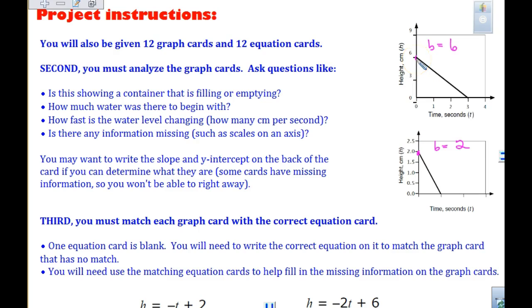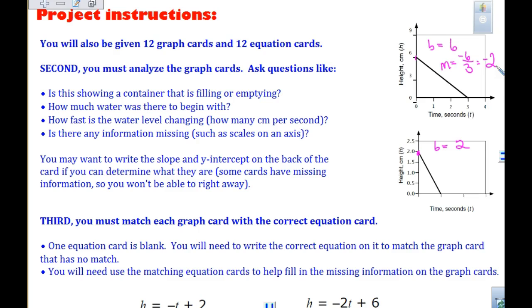If this goes down 6 centimeters in 3 seconds, what is my rate of change? Positive or negative? It goes down 6 in 3. So -6 over 3 gives us a -2. So I'm going to match that to the equation that has a slope of -2 when I do the problem.